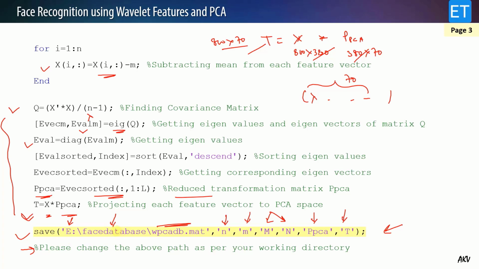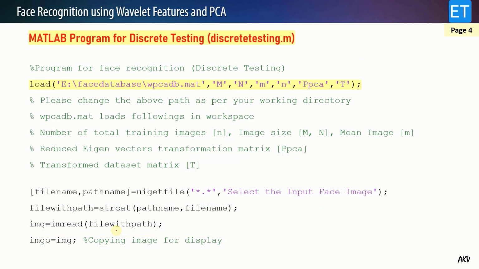So change according to your current working directory and the name you have given to the folder. Now let's come to the testing program, that is the discrete testing.m. Here you can test one image at a time. You will select one particular test image and you can find the 5 nearest matches of that test image.